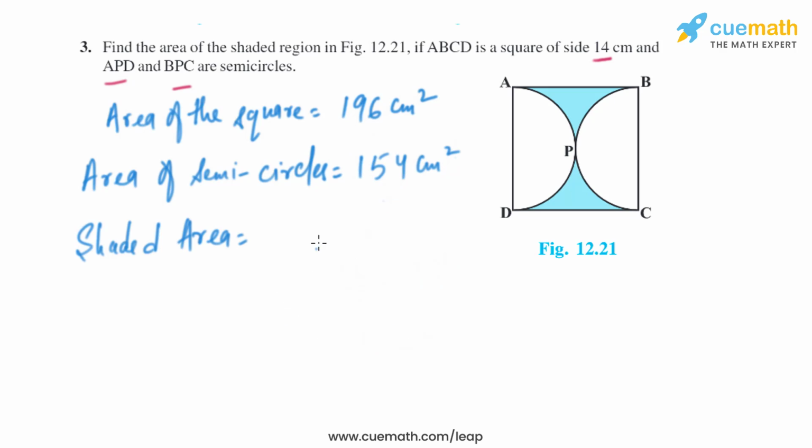So we have got the area of the square, that is 196 square centimeter, and the area of the semicircles, that is 154 square centimeter, and on subtracting them we'll get the area of the shaded region. So let's subtract them. On subtracting we'll get the area as 42 square centimeter. So that is the shaded area.